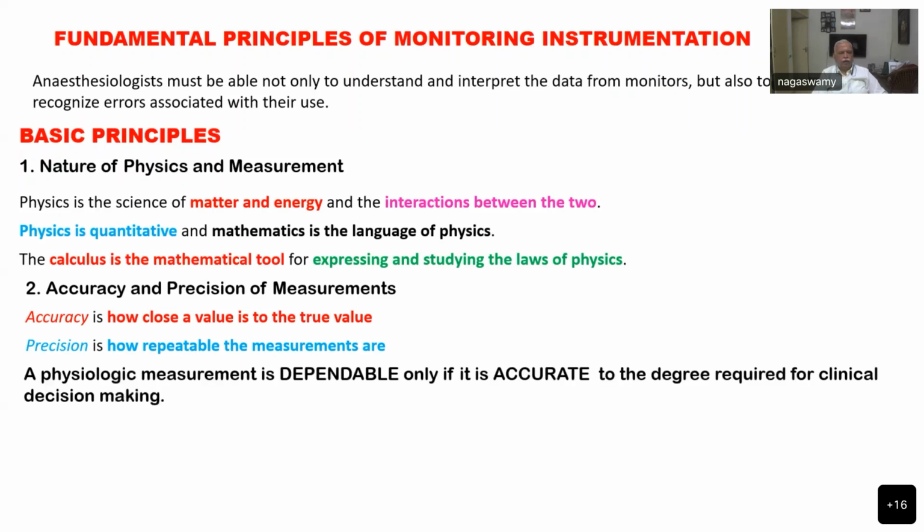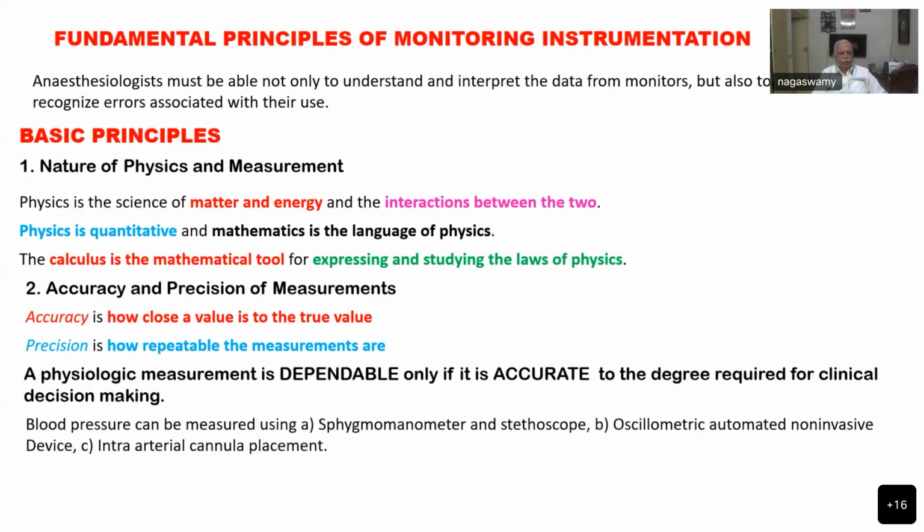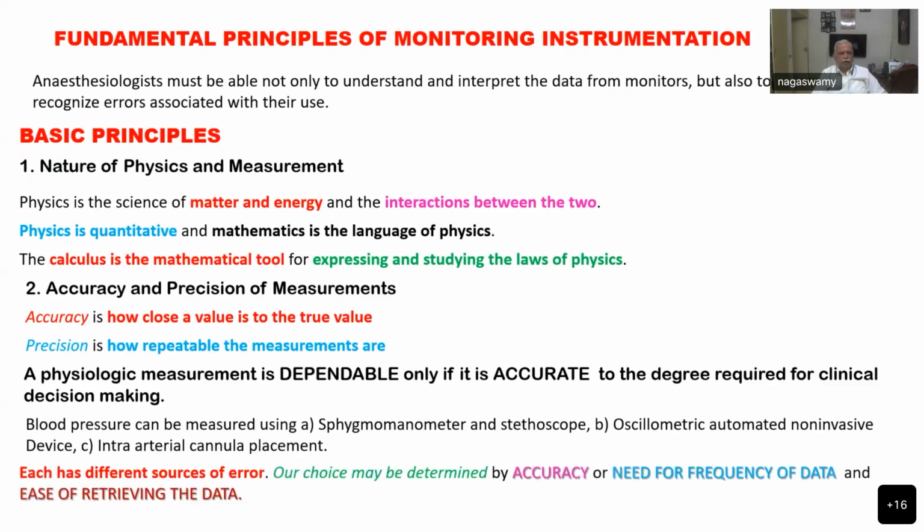A physiological measurement is dependable only if it is accurate to the degree required for clinical decision making. So the monitor should be accurate. But blood pressure measured using a sphygmomanometer and stethoscope, an oscillometric automated non-invasive device, and an intra-arterial cannula may not all be equal. Each has a different source of error. So our choice may be determined by accuracy or by a need for frequency of data and ease of retrieving the data.